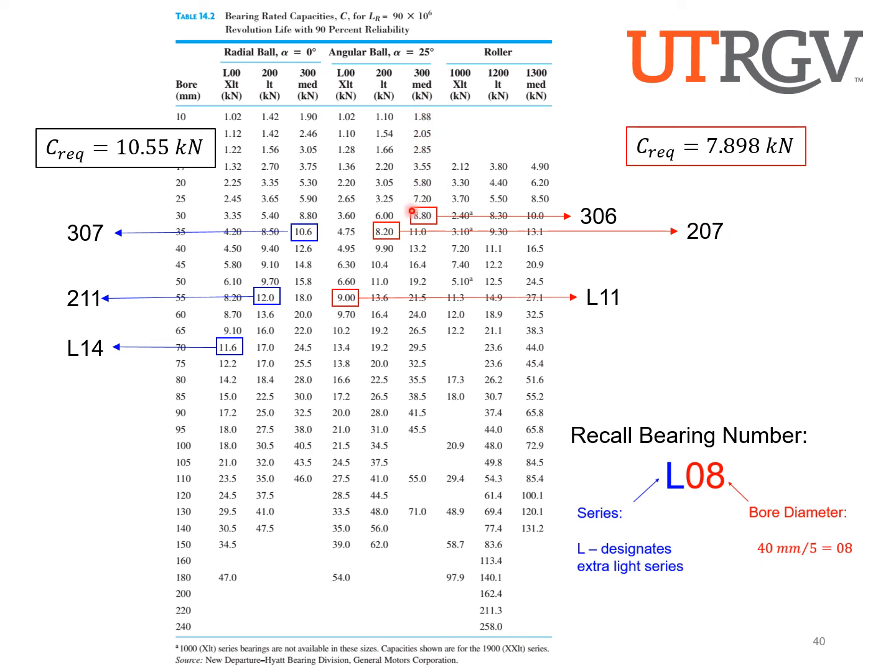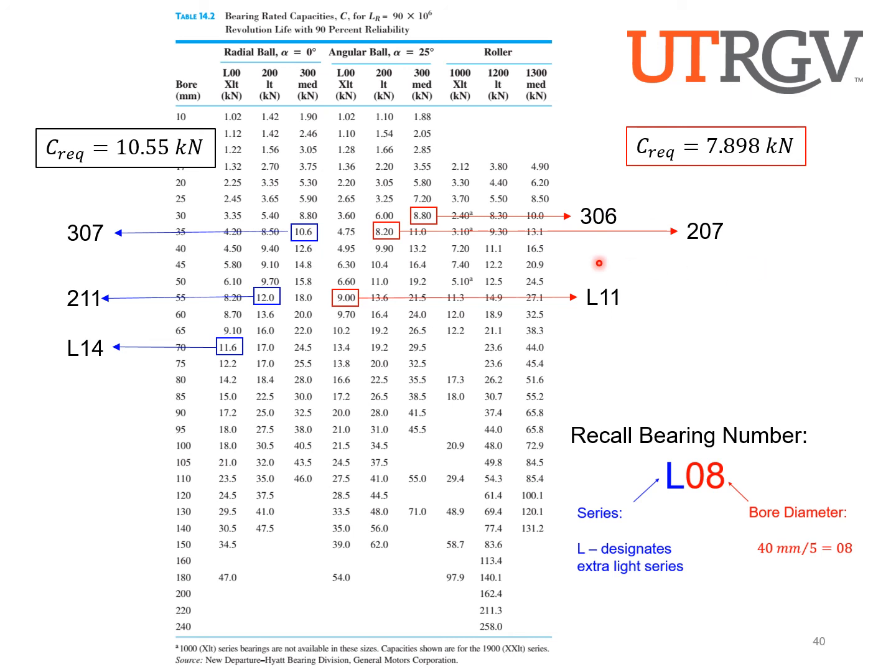And this is what a medium bearing would look like. So 7.8, 7.2 does not cut it. 8.8 is what we need. This is a medium duty, so the bearing number is going to start with a 3. And then 30 divided by 5 is 6, so a 306.